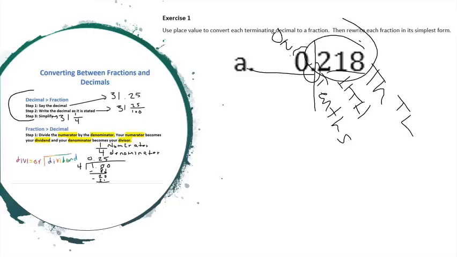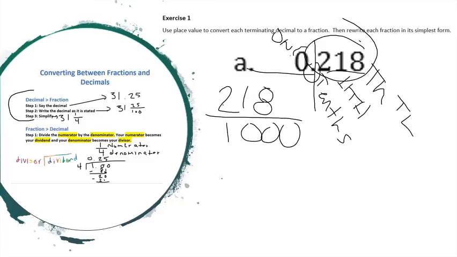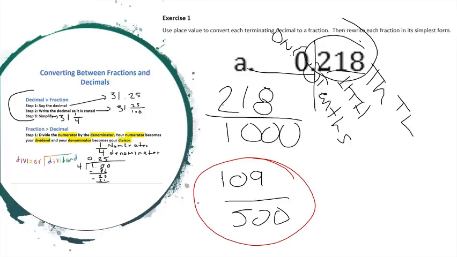Now you write the decimal how it is stated, 218 thousandths. That's how you write it as a fraction. And then the last step, you just simplify. I can see that 2 can go into both of these numbers. If I divide numerator and denominator by 2, I get 109 over 500. And that's how far it simplifies. So I know my answer is 109 over 500.